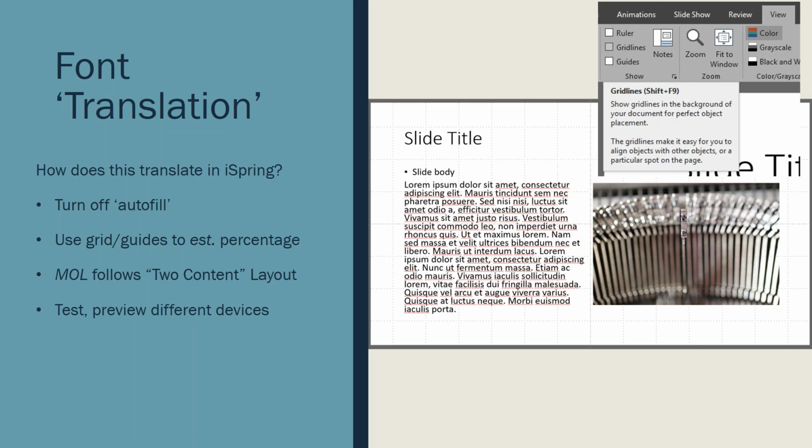You can also use the content layout. In this case, it's the 2 content, which would be on your PowerPoint slides, a title and two portions of content, be it text or images or media or such. And we also want to preview on different devices, which of course you can do inside iSpring's preview area.